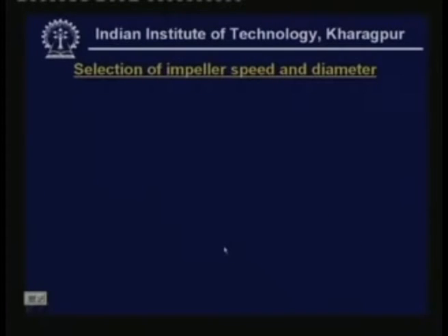Now, let us look at the selection of impeller speed and diameter, which is very important in the design of centrifugal compressors. How do we select these, and what is the relationship between these parameters and the performance of the compressor?